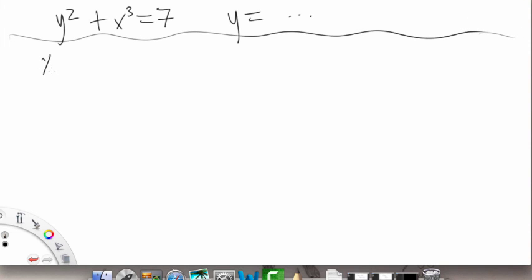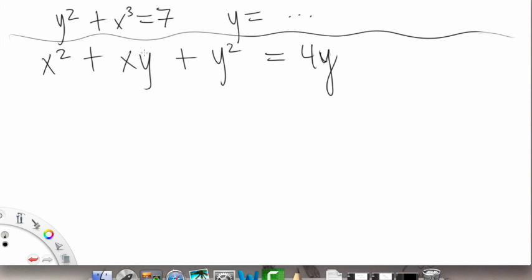An example which would show that is x squared plus xy plus y squared is equal to 4y. This one is kind of a mishmash of a bunch of x's and y's. So let's do implicit differentiation with this, because we cannot possibly get y by itself, especially because of this term. Let's go through the steps. The first step is to d/dx everything. So d/dx everything.